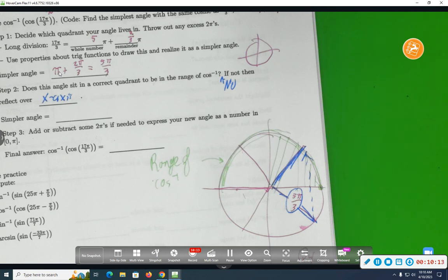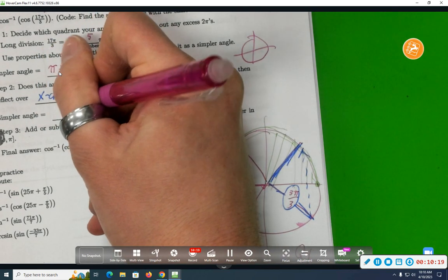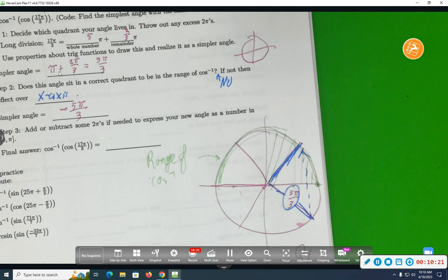over the y-axis. So, the simpler angle I get is negative 5 pi over 3. It's simpler because it at least gets me into the correct quadrant. So negative 5 pi over 3 is now in the correct quadrant. But is negative 5 pi over 3 literally between 0 and pi? No, it's negative. So this is an angle which gets me to the right place, gets me to the right coordinate that I want to land on. But it's not in the right range.